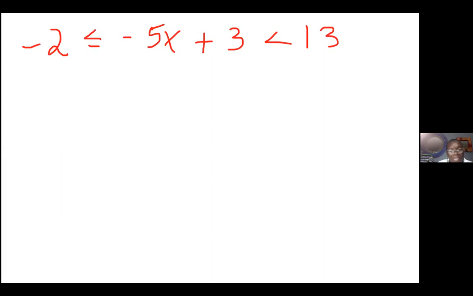All right, guys, so here it is. It is -2 is less than or equal to -5x plus 3 less than 13. This is a compound inequality. So the first thing you need to do is to go ahead and solve for x. It just means that you need to isolate the variable in the middle. So rather than having 2 regions to this problem, you now have 3. You have the left, the middle, and the right. Whatever you do to one region, you must do it to the other 2.